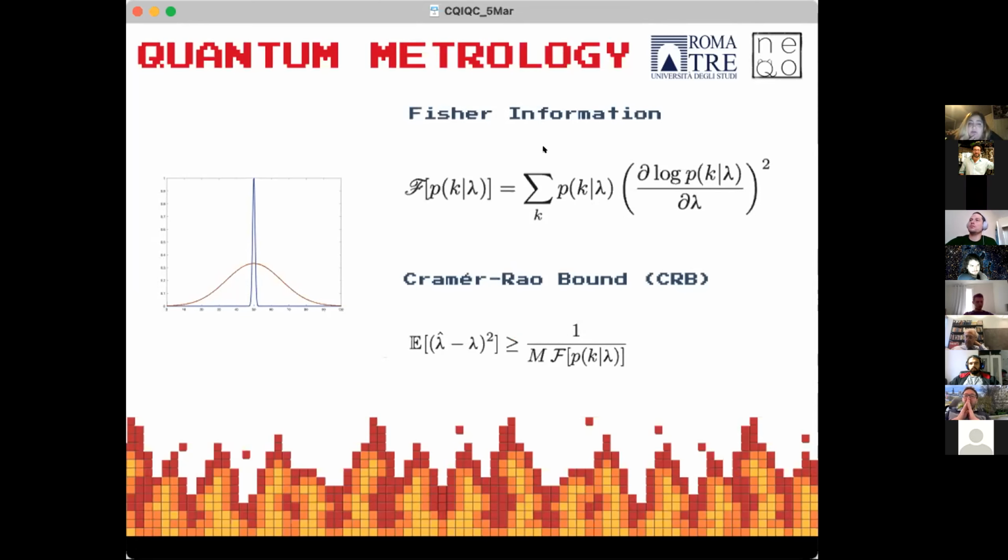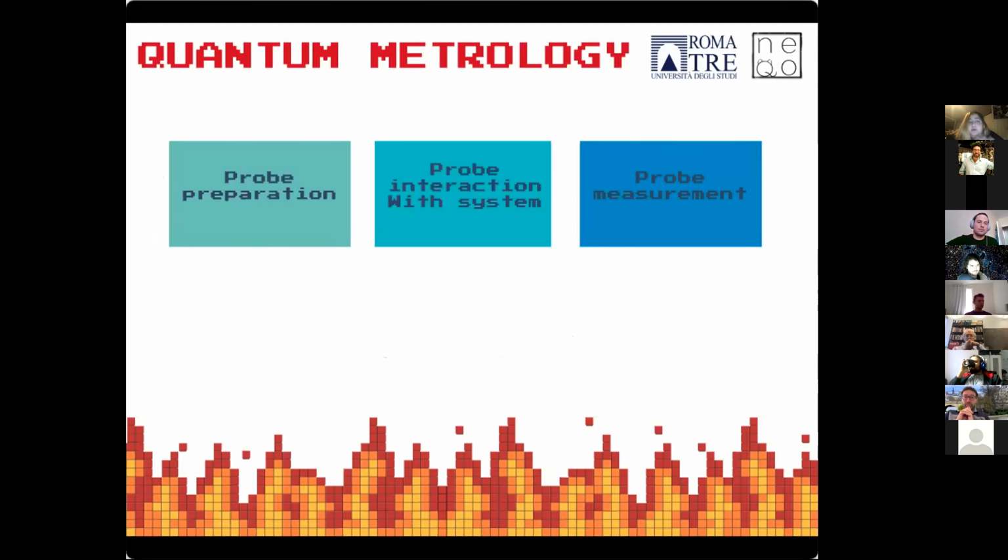And from the Fisher information, we can infer a lower bound on our error, which is the Cramer-Rao bound, and it goes like 1 over m times the Fisher information, where m is the number of resources you are using for your measurement. Okay, so the scheme for doing parameter estimation is very simple. It's a 3-step scheme. You have to prepare your probe in a given state. You have to make your probe interact with the system, and then you have to measure your probe to extract the information.